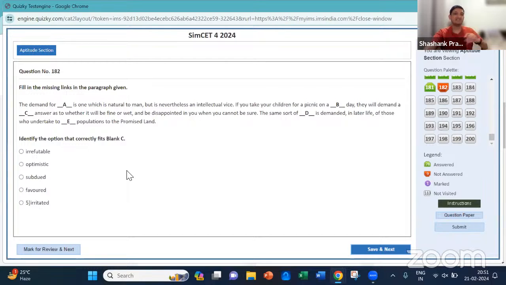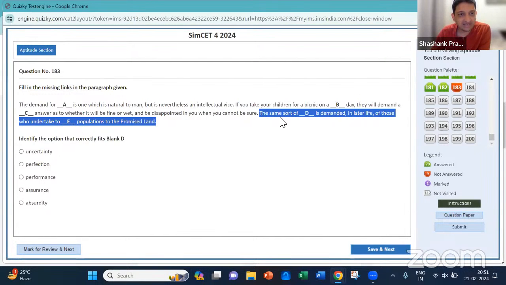Oh, okay, now I'm confused. Irrefutable, optimistic. Demand optimistic answer नहीं आएगा. I don't know. I'm looking at the vowel here. So demand a dash answer. Subdued answer नहीं होना चाहिए. Favored answer. I don't know. Irrefutable. Will it be irrefutable? Optimistic. So I'm not sure of this. I have messed this up, I think.